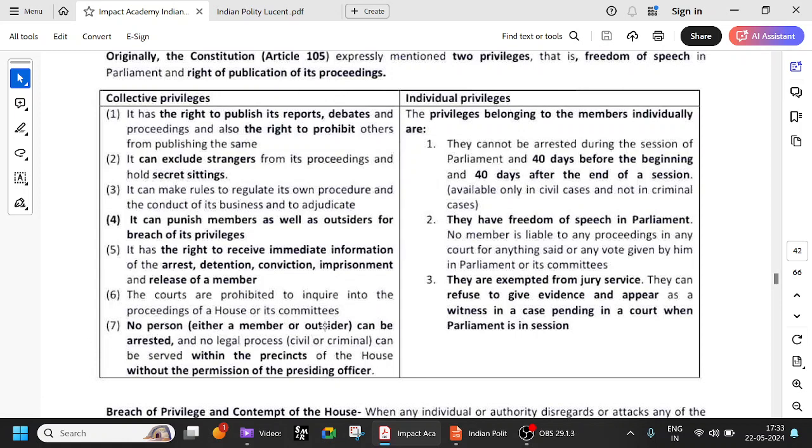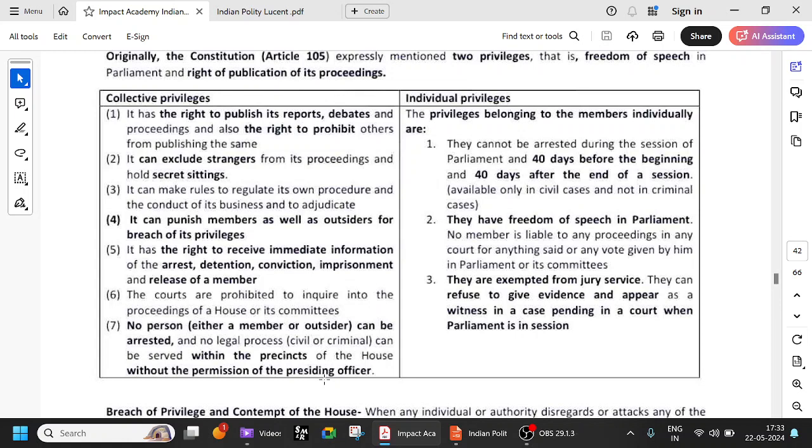No person, either a member or outsider, can be arrested, and no legal process, civil or criminal, can be served within the presence of the house without the permission of the presiding officer. So this doesn't mean that he cannot be arrested. Just you cannot do it within the presence of the house. Okay, that too without the permission of the presiding officer.